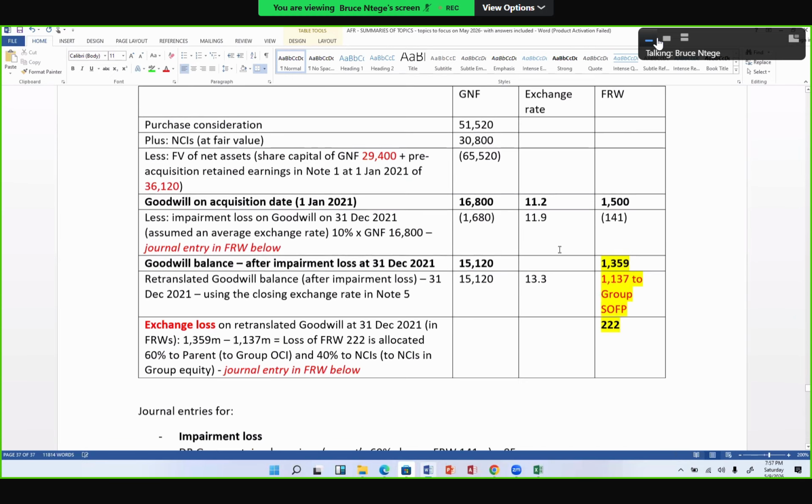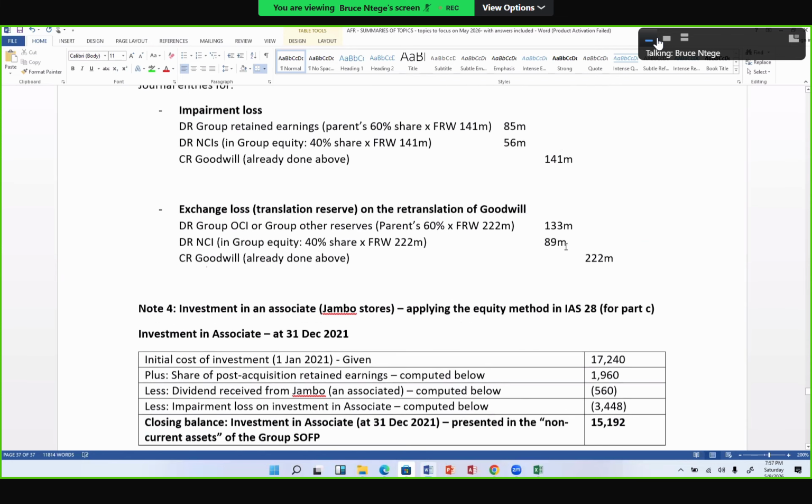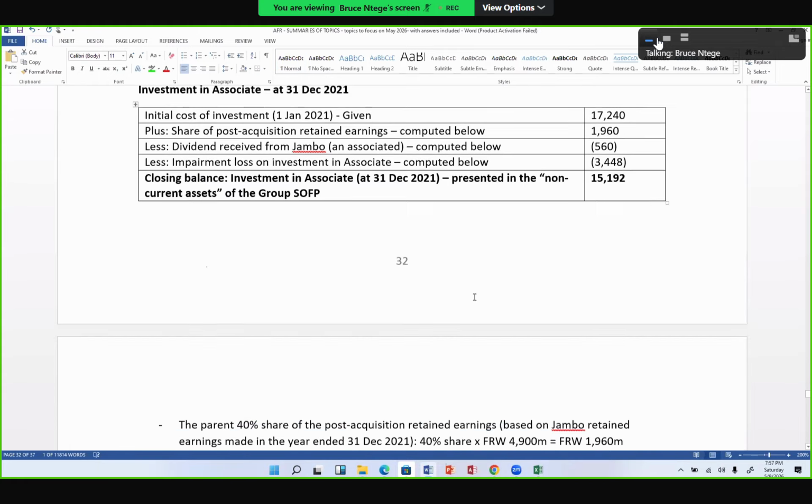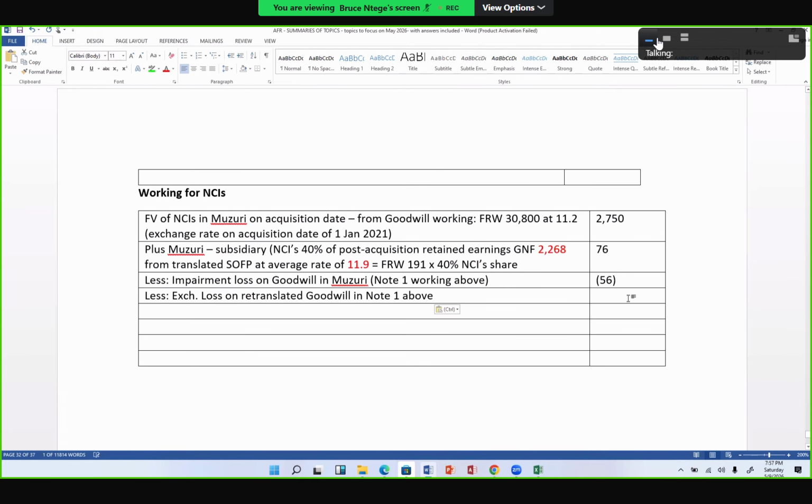Yes, the other is 89. It's 89 there. Okay, so let me put it. Less the non-controlling interest in working one, so it's a minus 89 here. So 8 and 9. Okay, so that's it about working one.